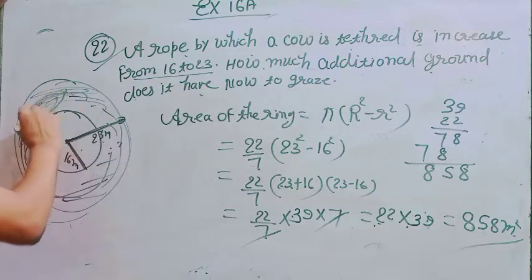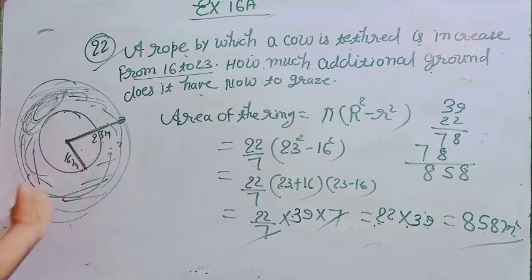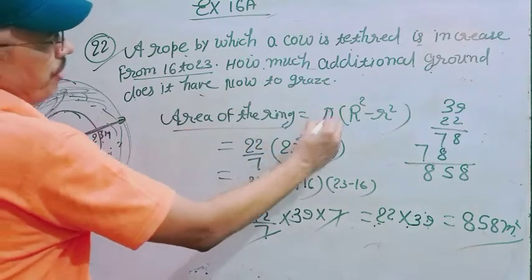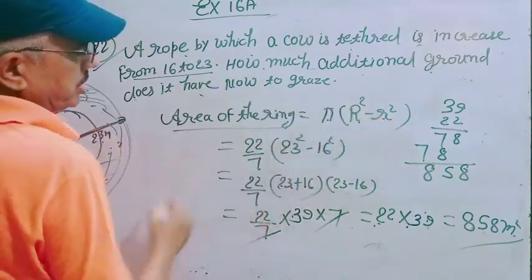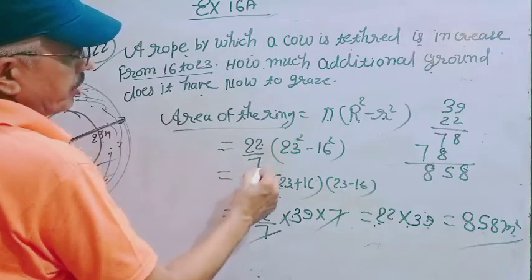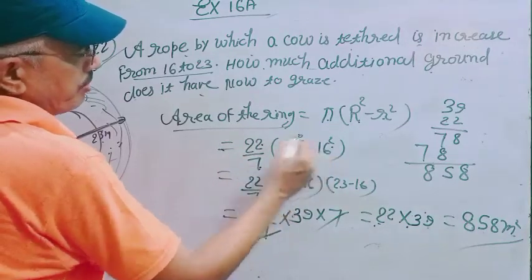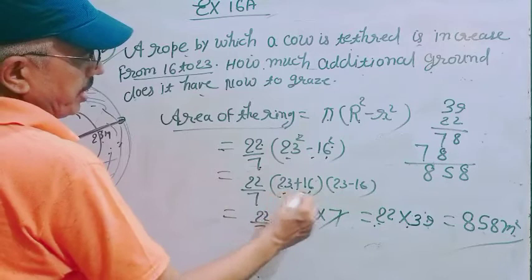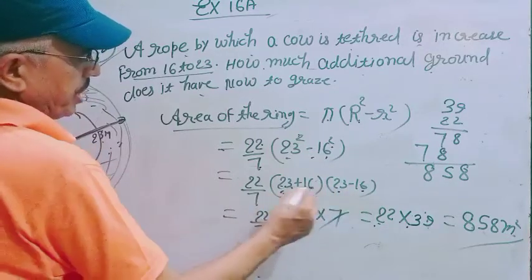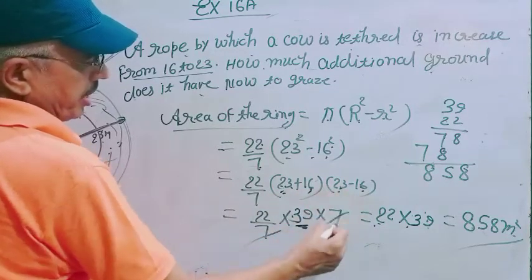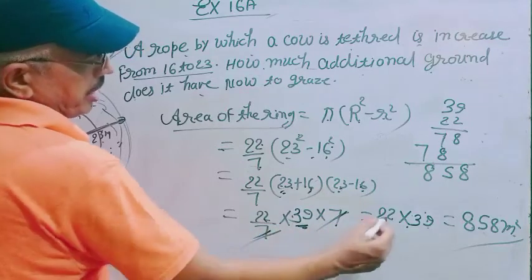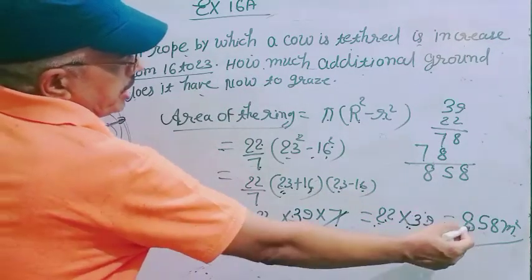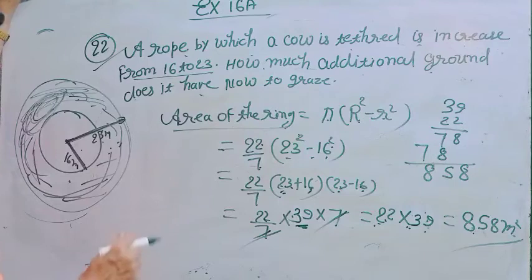This additional ground is known as the area of the ring, and the area of the ring is equal to pi capital R square minus small r square. So pi is 22 by 7, that is 23 square minus 16 square. Then it is a plus b and a minus b. A plus b here is 39 and a minus b is 7, 7 cancels. That is 22 into 39, then you get 858 meter square that the cow can graze extra.